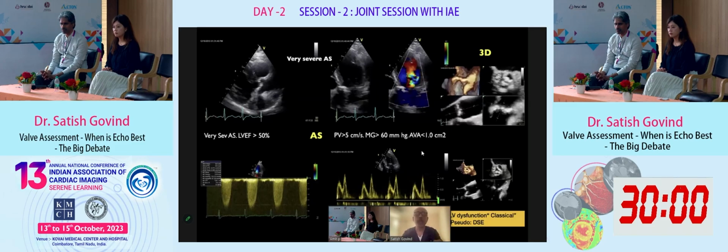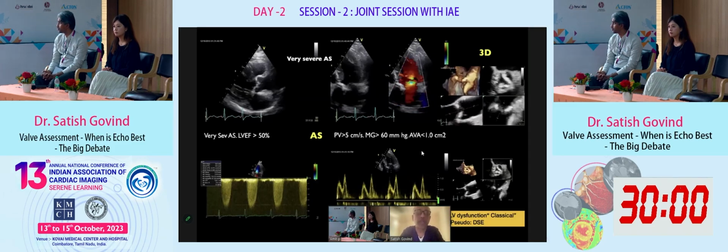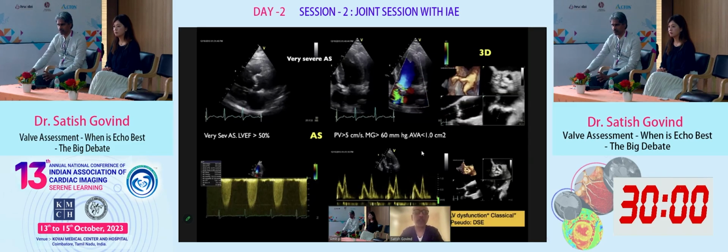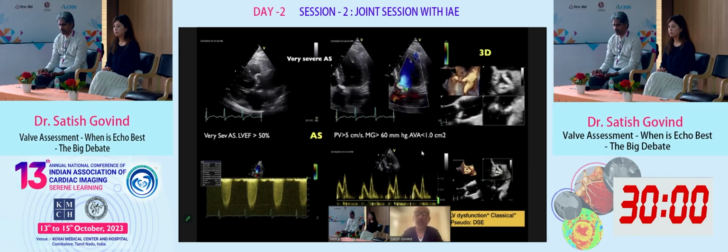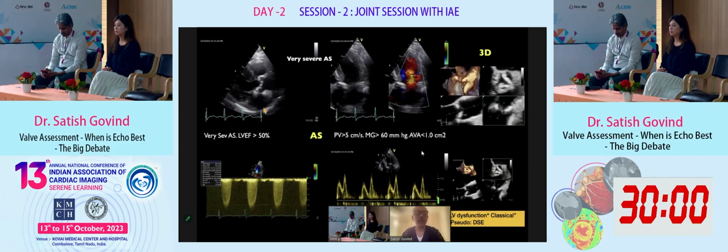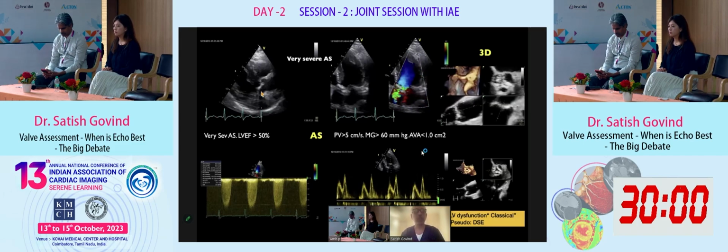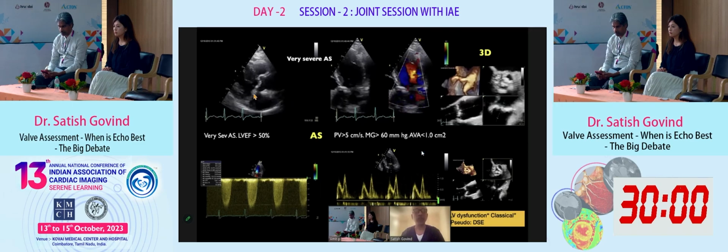Now, moving to AS, it's a different ball game here. Here again, echo is very useful in terms of identifying the disease, very good at detecting the disease. This is a very straightforward patient, the set of images which you see over there. You can see that there is left ventricular hypertrophy, the cavity is not dilated, a calcific valve which is not opening well, and then you have the flow over there. The gradient's pretty straightforward here.